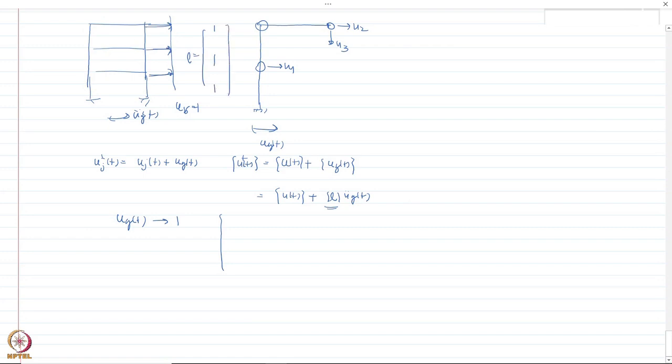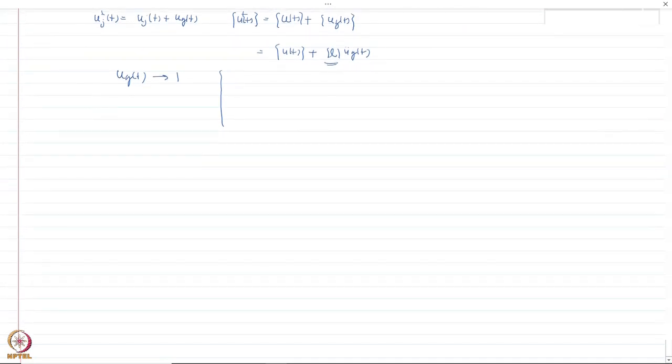However, in this case, if I apply ground displacement equal to 1, u1 moves by 1, u2 moves by 1, and u3 is basically 0, because there is no displacement in the vertical direction due to the unit ground movement of 1. So in this case, my L becomes 1, 1 and 0. So my influence vector can be written as 1, 1, 0.